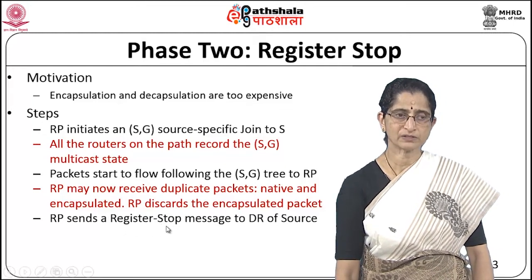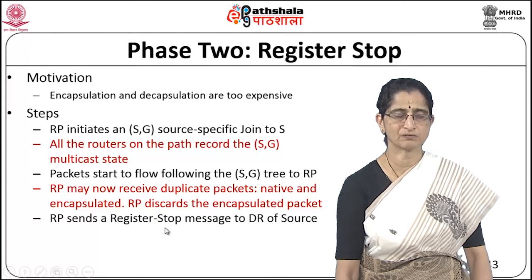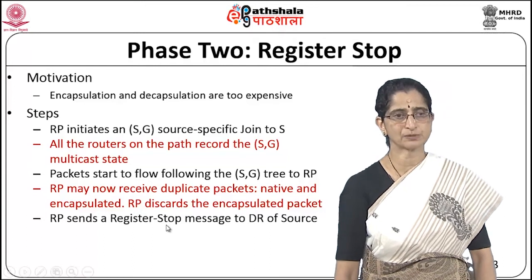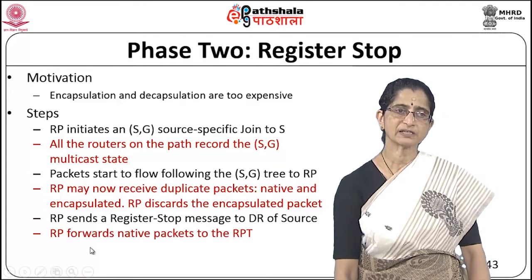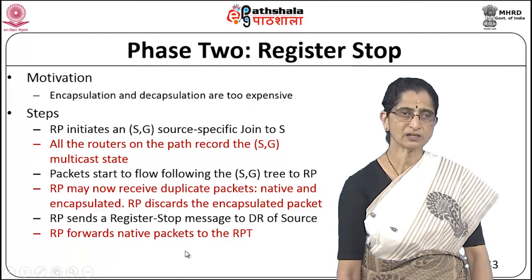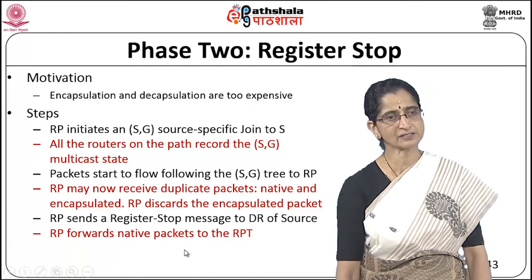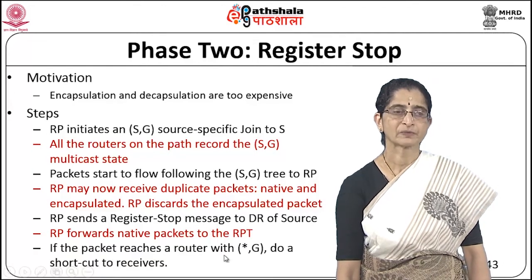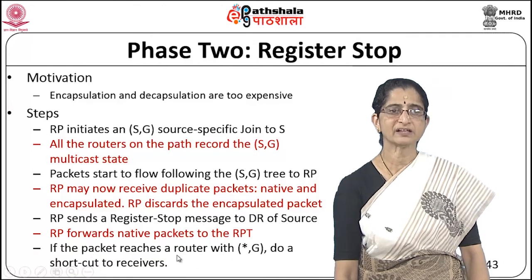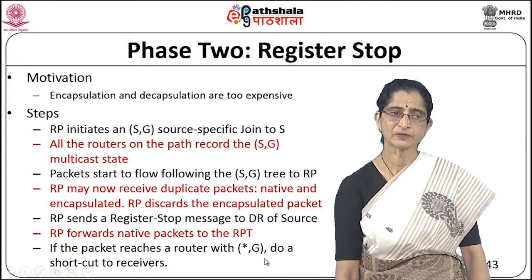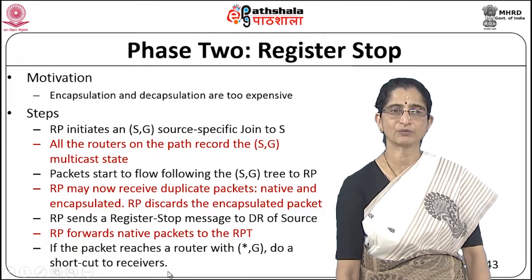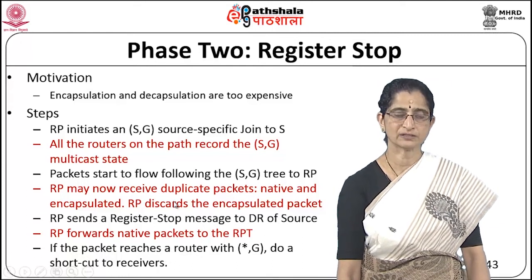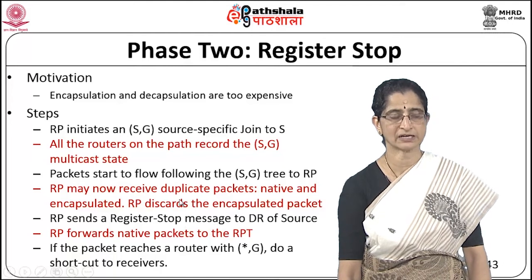With this step, no encapsulation and decapsulation will be performed further. Once this is done, no encapsulation or decapsulation will be required. So now the RP can start forwarding the native packets to the RP tree. It receives it as a multicast packet and starts sending it as a multicast packet itself. So this is the second phase that we have. Now if on the way the packet reaches a router with a star comma G entry, you can do a shortcut to the receivers. You do not even have to go all the way up to the RP. This will be another advantage of doing a source specific multicast from the source to the RP.